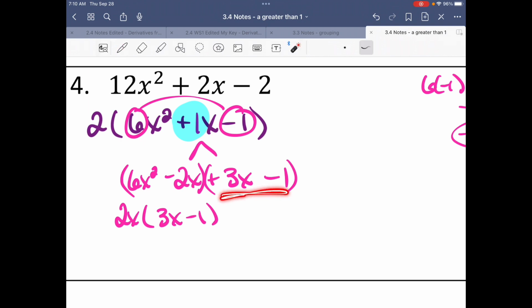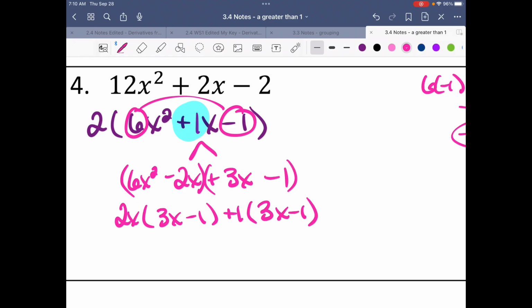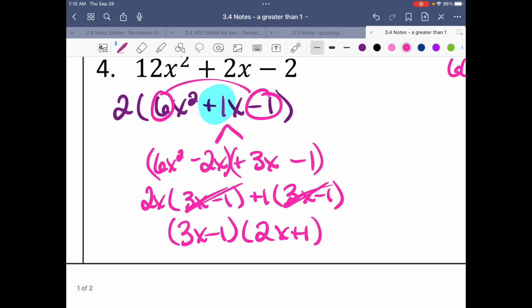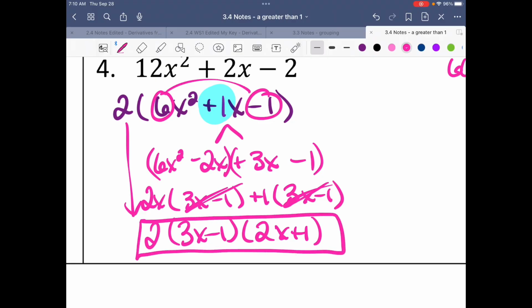Group, factor. Now remember, if there is no GCF, you can factor out a +1 or -1, in this case positive. Common binomial, and whatever is left. Now the GCF that I've been ignoring, you're going to bring it down.